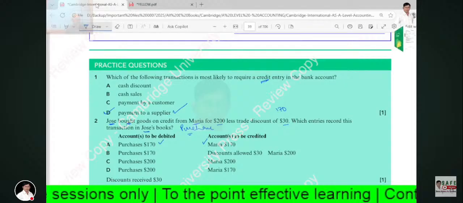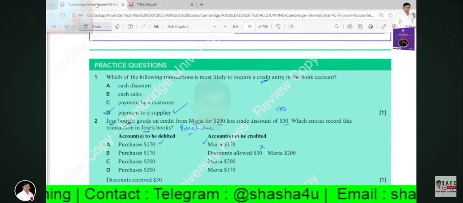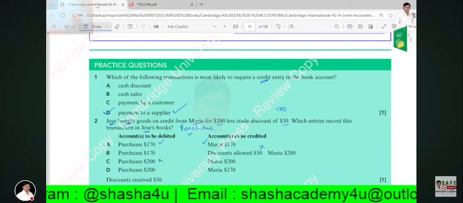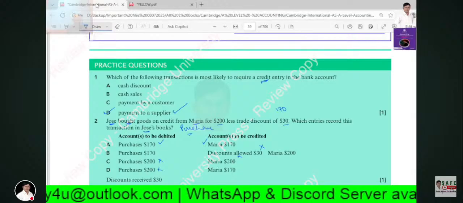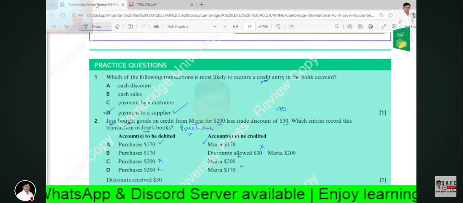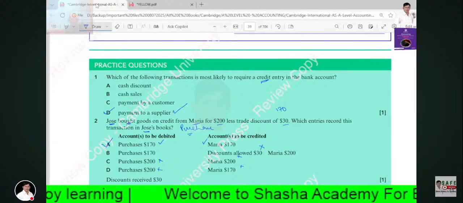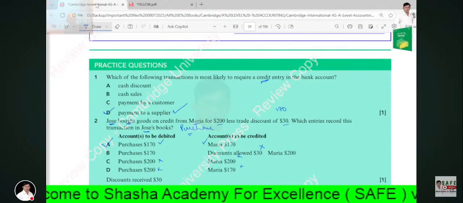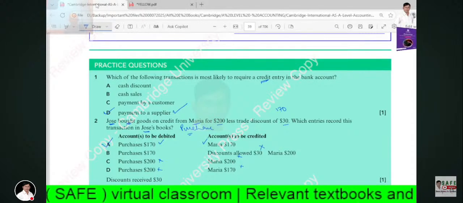Trade discount is never recorded. It will never be recorded at the gross 200. Never at 200. So this is the only correct entry: purchases account 170, Maria account 170. This is the right answer. Okay, so next.